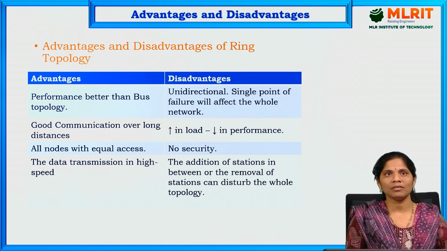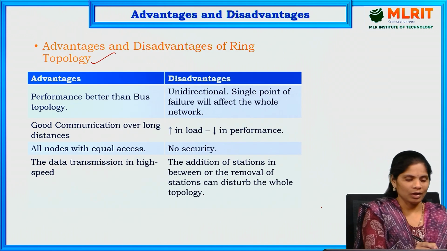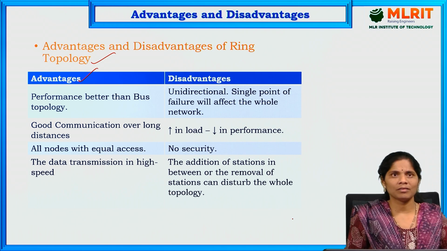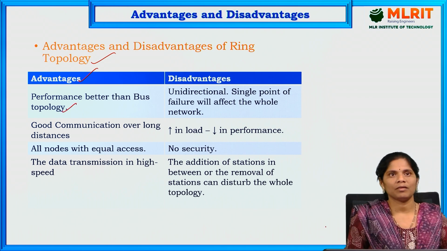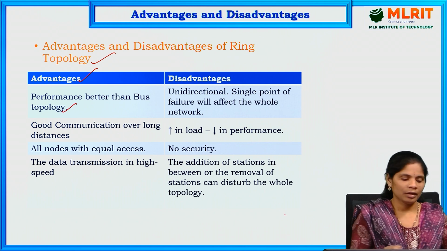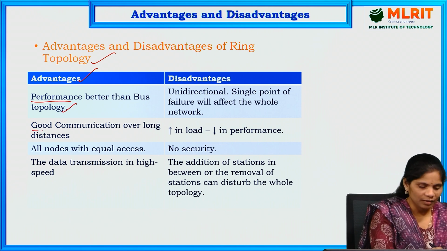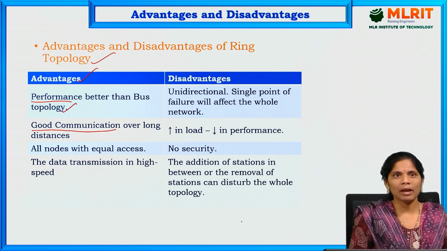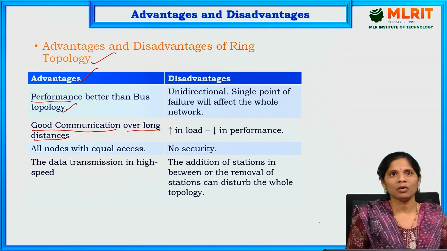And next, what are the advantages and disadvantages of ring topology? First, advantages. What are the main advantages of ring topology? The performance is better than bus topology. When compared to the bus topology, here performance is better because it forms a closed loop, that means a ring. And next, it has good communication over long distances.